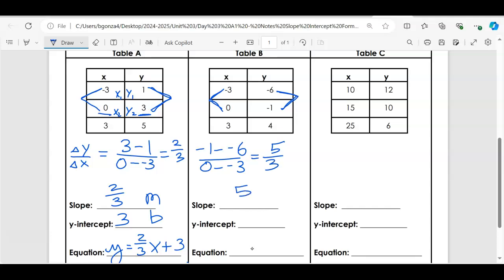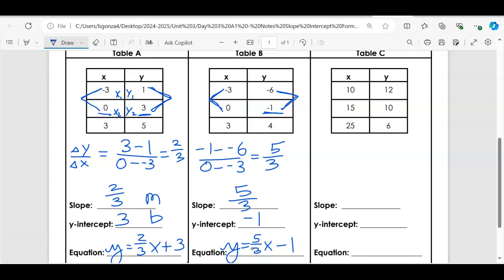So my slope is my m. Can anyone tell me, what is the y-intercept here? When x is 0, what is y? -1. X is 0, y is -1. That's my b value. So I got an m, I got a b. Let's write it as an equation. Y equals 5/3x minus 1.